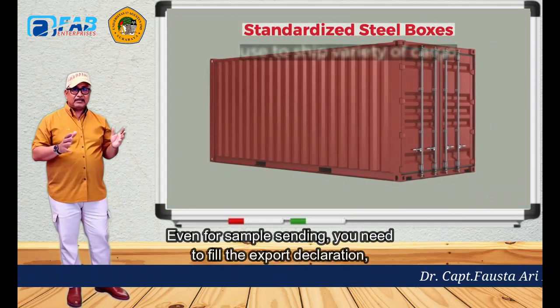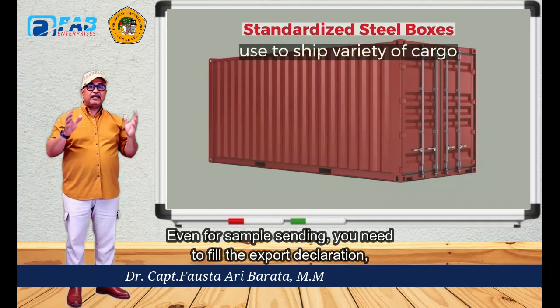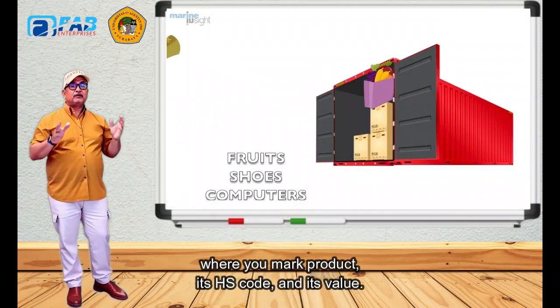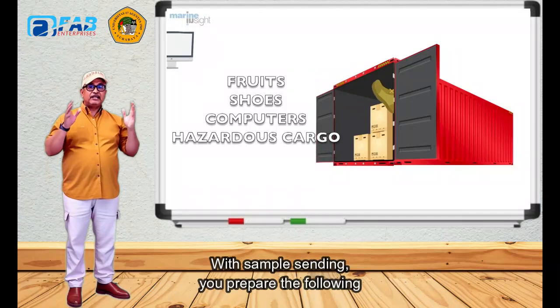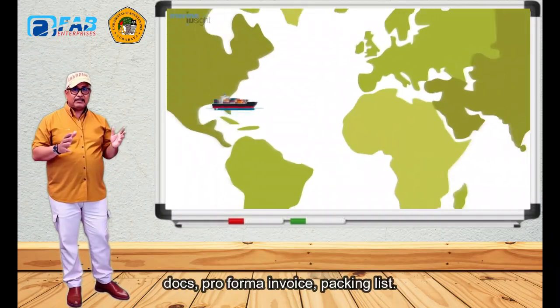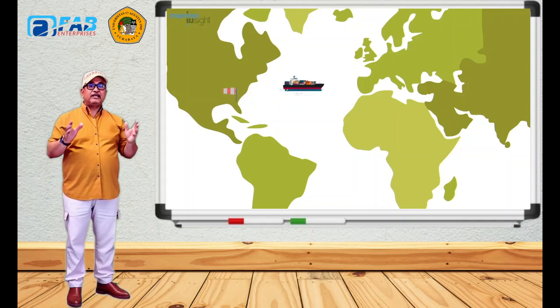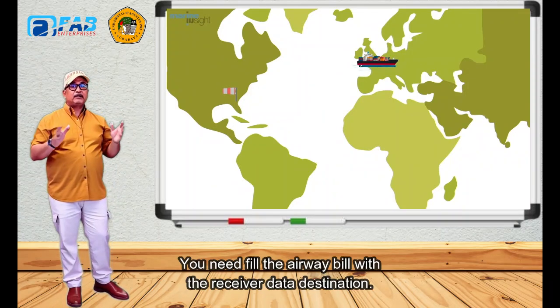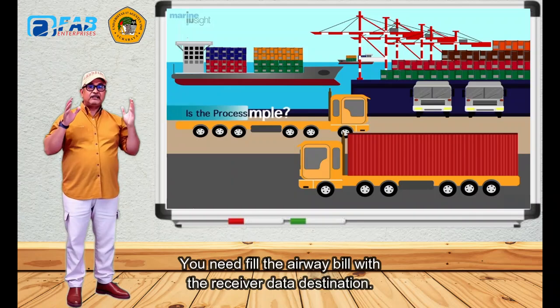Even for sample sending, you need to fill in the export declaration, where you mark the product, its HS code, and its value. With sample sending, you prepare the following documents: pro forma invoice and packing list. Sometimes you need to provide a certificate of origin. You need to fill in the airway bill with the receiver's data and destination.